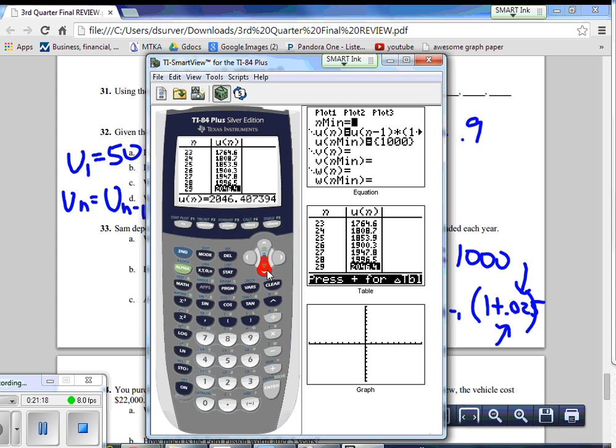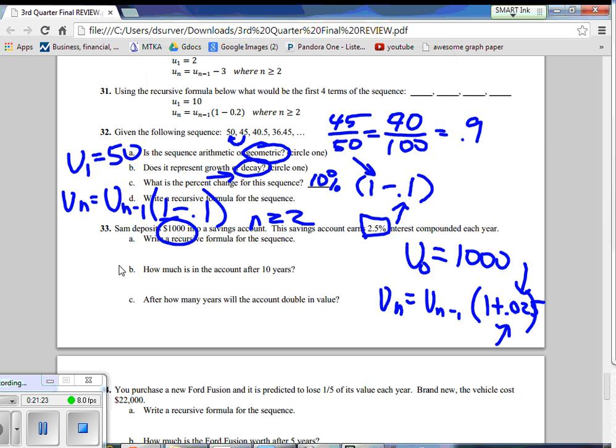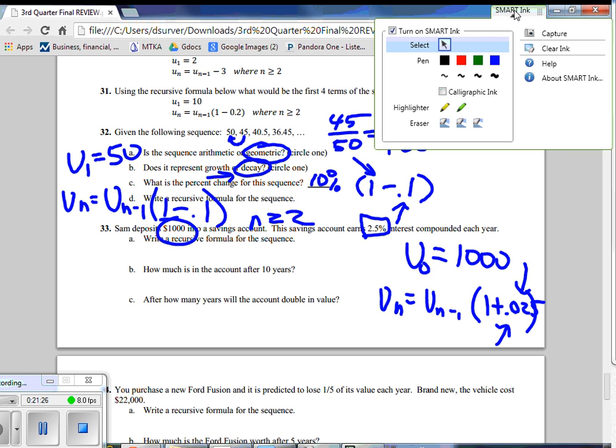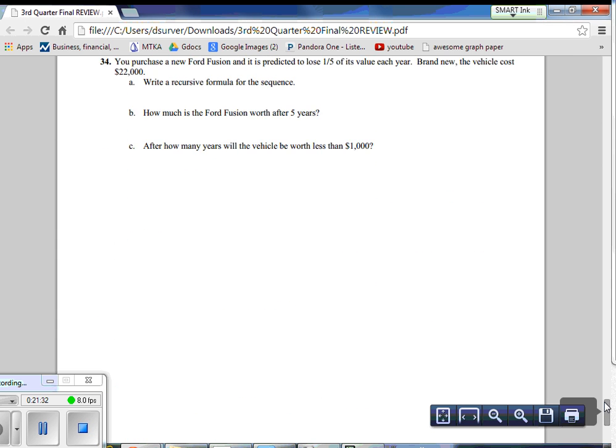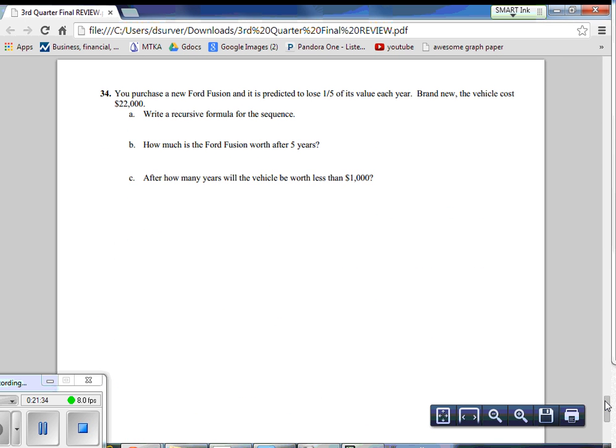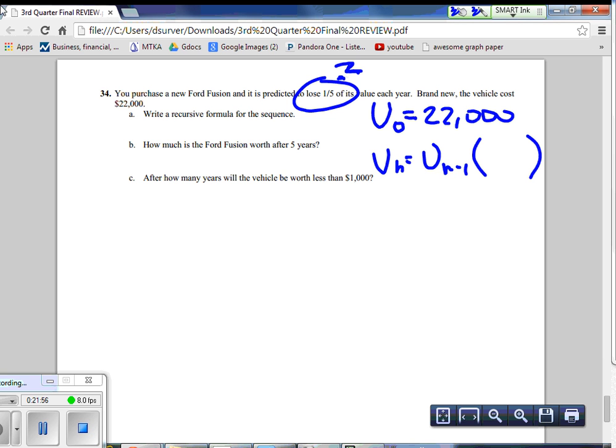Did it break? Okay, good. Okay, so that's how to do those kind of problems. I'll leave one of those for you to try, like number 34. And this one, the only hint I'll give you here is it's supposed to be 1/5. If you divide 1 divided by 5 it gives you 0.2, that is your decay factor, and if you put that into the calculator, you'd put it in like this. U0 equals 22,000. UN equals UN minus 1, and then right in here is where everybody makes their mistakes.